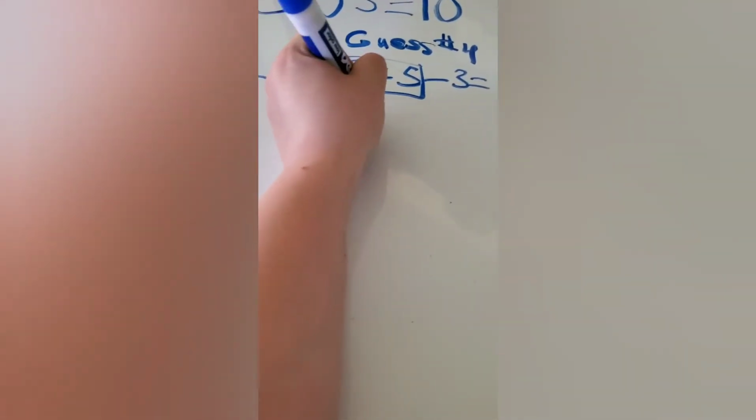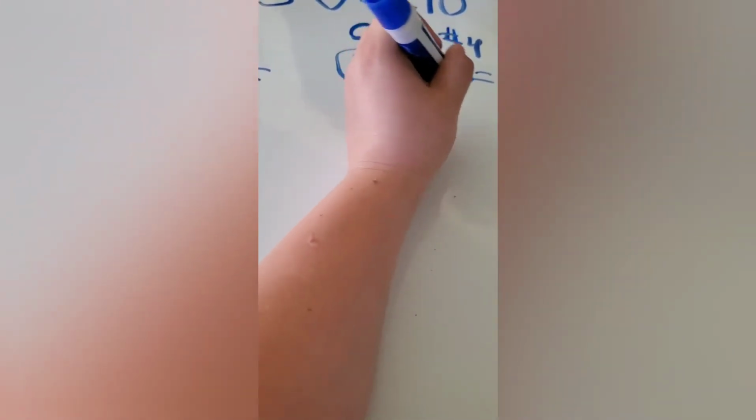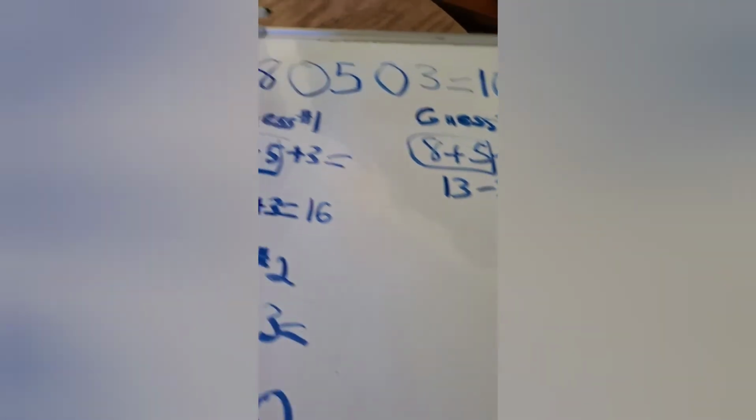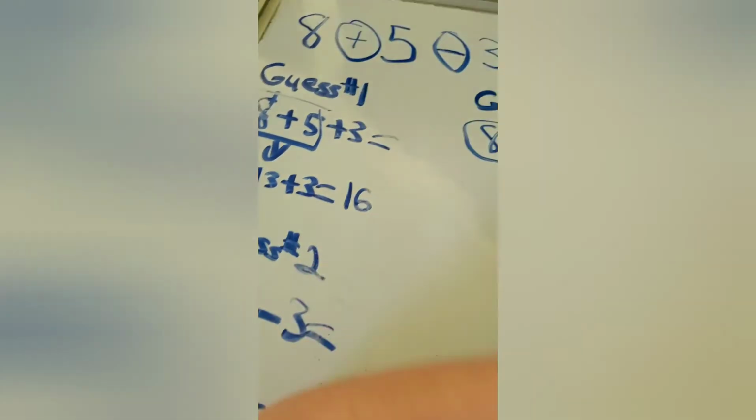Let's see if I can get that now. 8 plus 5 is 13, right? Now I got to bring the next part of my equation down. 3. 13 take away 3 is 10. 10 plus 10. I got it. So my answer to figuring out the signs is a plus sign and then a subtraction sign between the 5 and the 3.